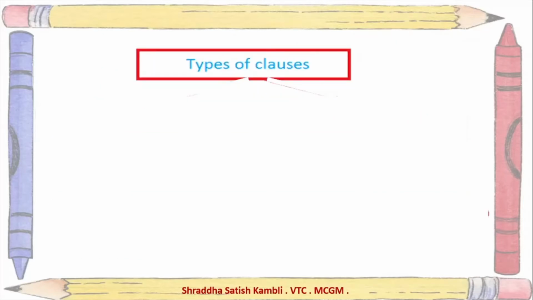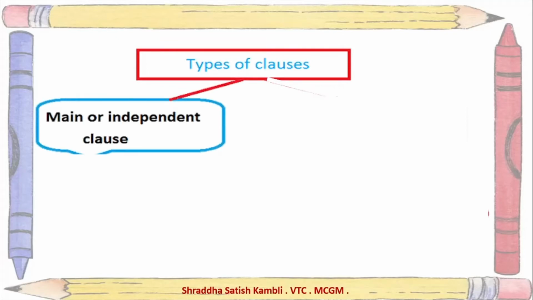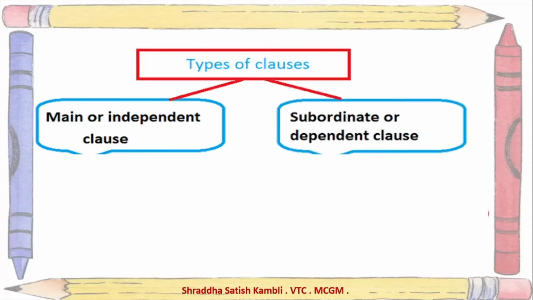So what are the types of clauses, children? There are two main kinds of clauses, the main or the independent clause, and the subordinate or the dependent clause. So either it is independent and dependent, or you can call it main and subordinate. So what is main? Main means something which is very important. And what is subordinate? Subordinate means something which is a little below the main in rank. Now independent means something which has got its own personality, existence, meaning, etc. And dependent means something which does not have its own identity or personality or meaning.